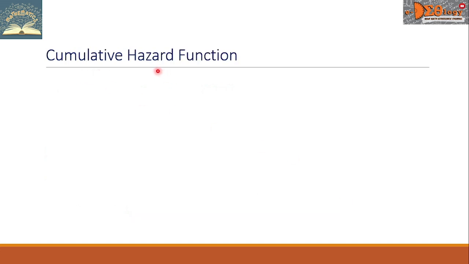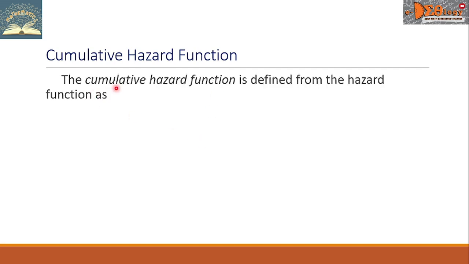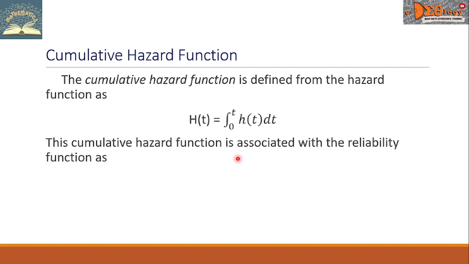Let us have the cumulative hazard function. The cumulative hazard function is defined from the hazard function as capital H of t is equal to the definite integral from 0 to t of the function h of t, this is small h of t, dt. This cumulative hazard function is associated with the reliability function as R of t is equal to exponential of negative capital H of t, or capital H of t is equal to the negative ln of capital R of t.